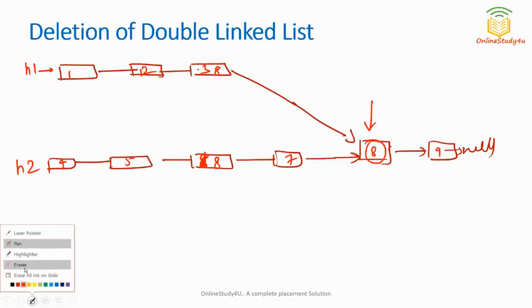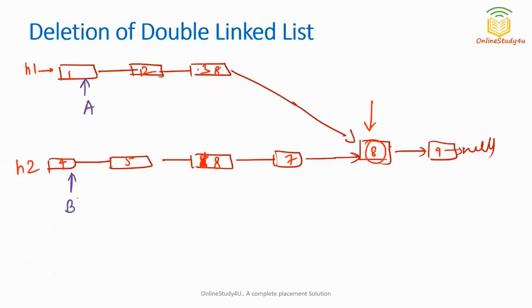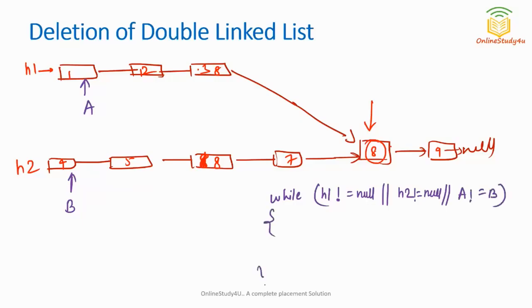So the simple thing I am going to do is take two references, first A and second B, and iterate while h1 is not equal to null or h2 is not equal to null, or one more thing, A not equal to B. In this while loop we do A is equal to A dot next, and B is equal to B dot next.